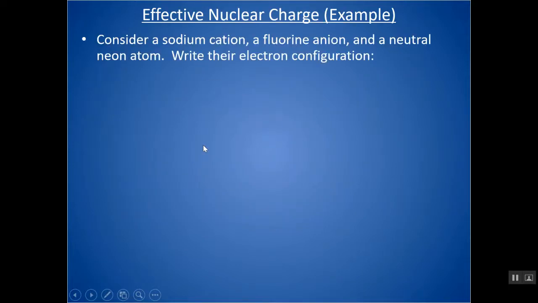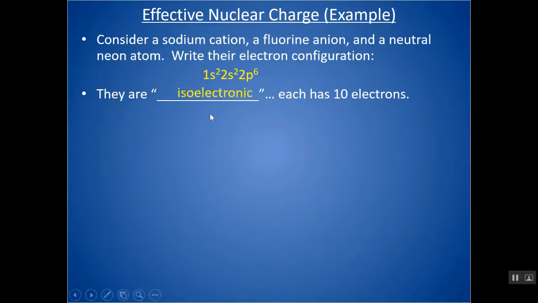Okay, let's do another example. Consider a sodium cation, meaning a sodium ion with its charge, a fluorine anion, fluorine with a negative charge, and a neutral neon atom. Take a moment, write their electron configuration, do it the full long way. They would all have 1s2, 2s2, 2p6. They are all what we call isoelectronic to each other. They have the same electron configuration. They each have 10 electrons.